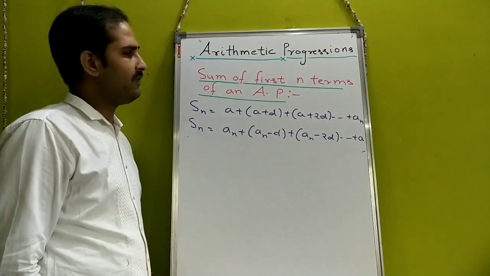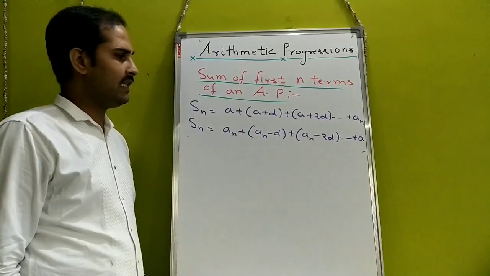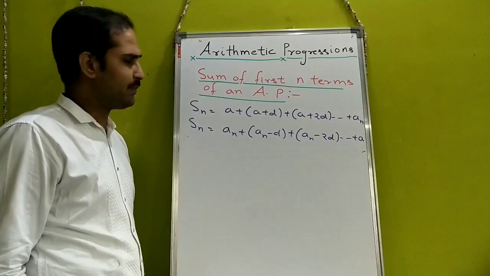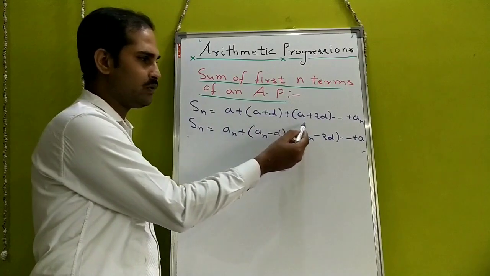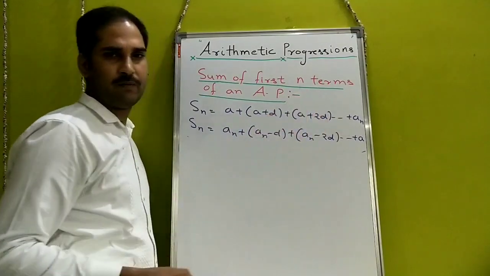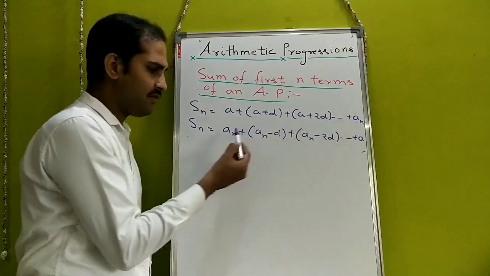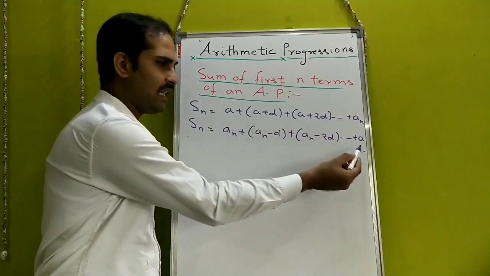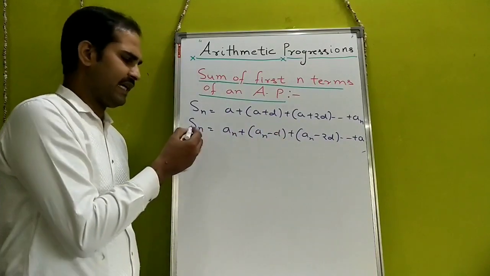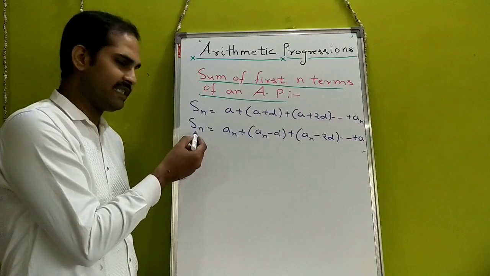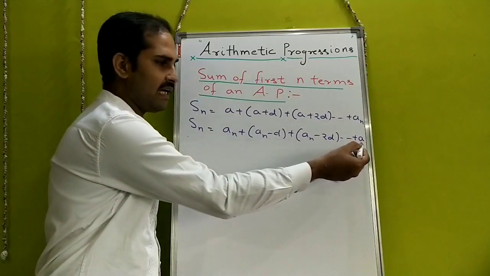In the next topic, we have to find the expression for the sum of the first n terms of an AP. Let the sum of the first n terms of the AP be represented by the symbol Sn, equal to a plus (a plus d) plus (a plus 2d), and so on, up to the last term an. Now if we reverse the order, the last term becomes the first term, and the first term becomes the last term, and the plus d becomes minus d. So what will it be? The same AP can be written as Sn is equal to an plus (an minus d) plus (an minus 2d), and the last term becomes a.